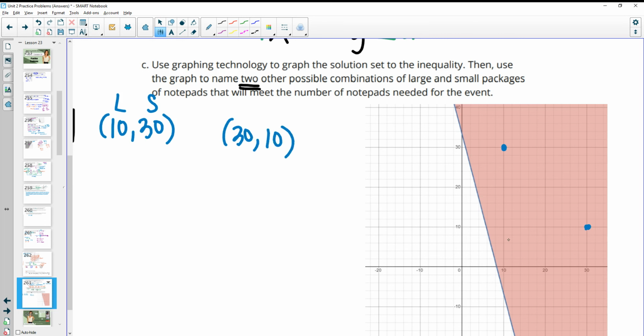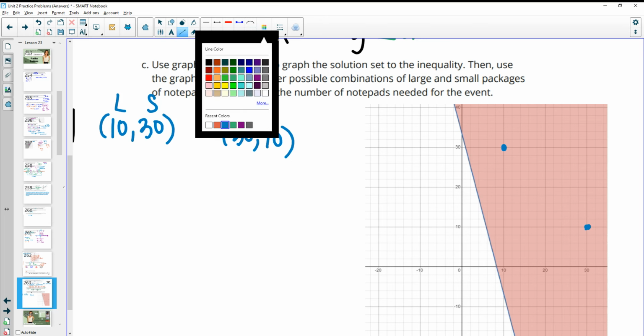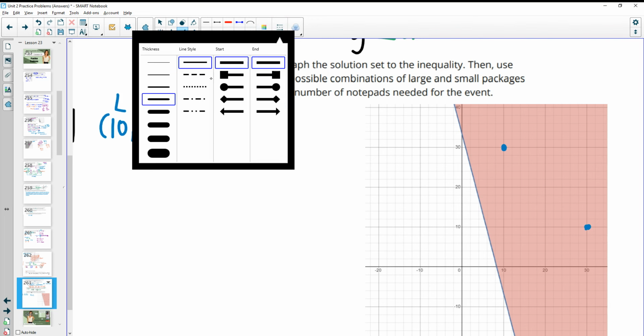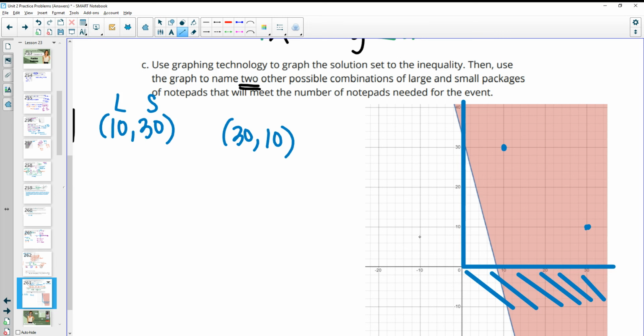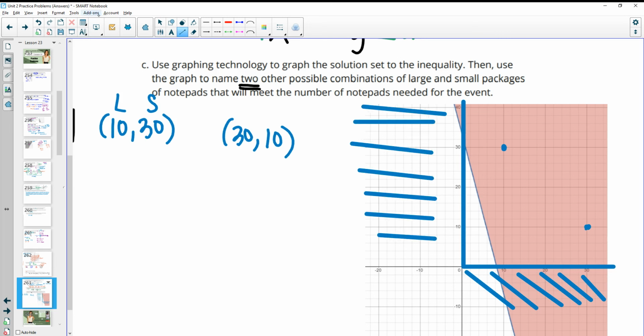But literally anything in this region, obviously not negatives, right? So we can kind of ignore all that other stuff because you're not going to buy negative packages. So you want to stay within this zone, right? None of this makes sense because you can't buy negative packages of paper. And same here, you can't buy negative packages of paper. So don't look at any of that. You want to stay in this region.